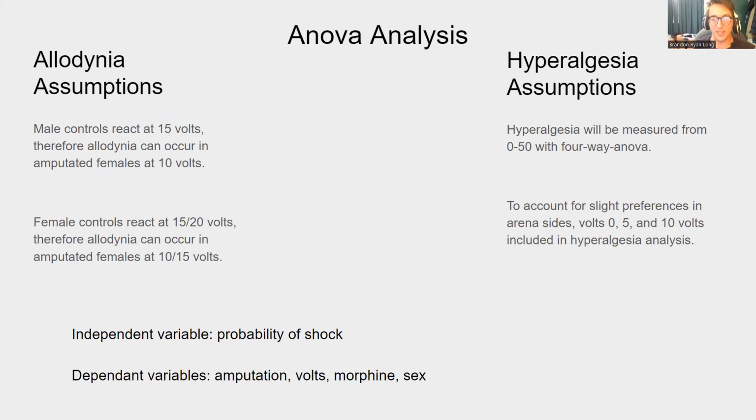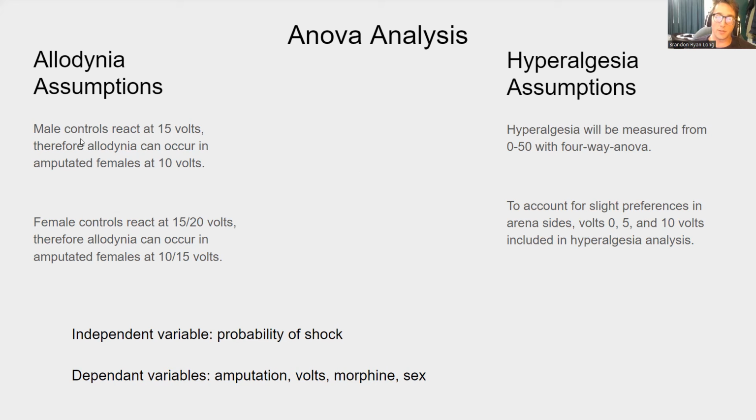For allodynia, we have to control the volts because we have to look at specific voltages where the stimulus is just sub-painful. To do this, we look at controls, we see where they're not reacting, and we make the principled justification that if they're not reacting at this volt and they are reacting at the next step of voltage in controls, that means we should look at the previous voltage in the amputated flies. That's how we find what is not painful to the fruit flies. And then we test those voltages for allodynia.